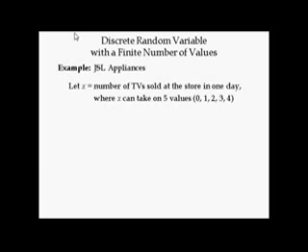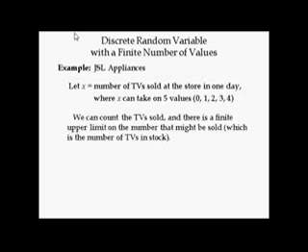Let x be the number of TVs sold at JSL appliances in a given day. X can take on the values of 0, 1, 2, 3, or 4. We can count the TVs sold each day at JSL appliances. And there is a finite upper limit on the number of TVs that could be sold on a given day, which is a result of there only being so much room in the stockroom.